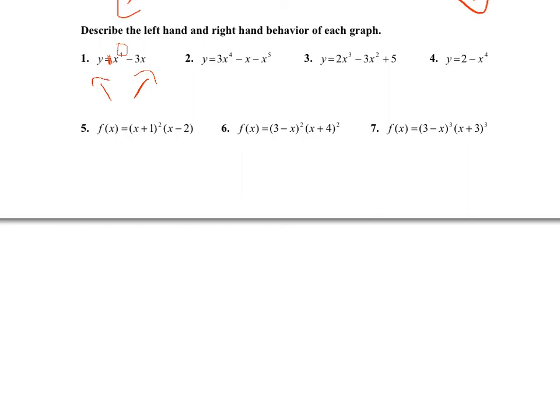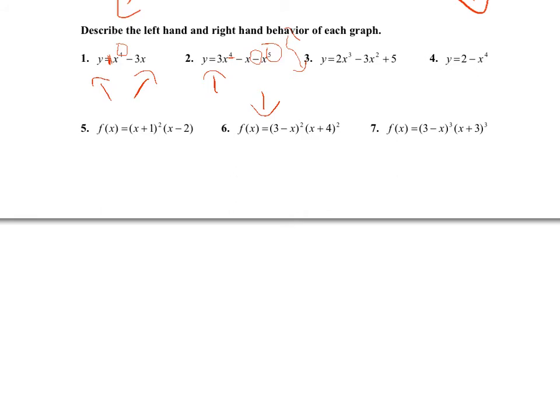They're both going to go up to the left, up to the right. For number 2, they try to trick you into thinking that the 4 is the degree. Usually the degree is written first, but in this case, the highest exponent is written last. Now this is going to look like the S-curve, but now it's a negative in front, so the S-curve is going to look like this. So this goes up to the left, down to the right.